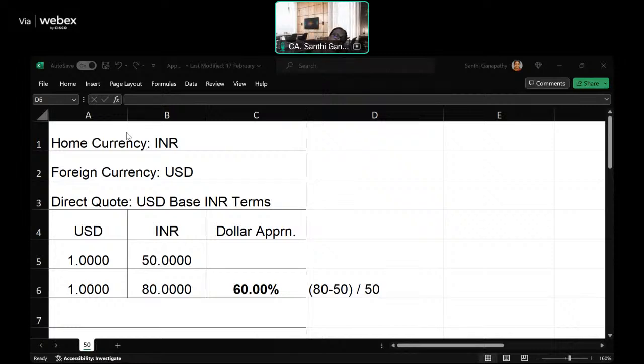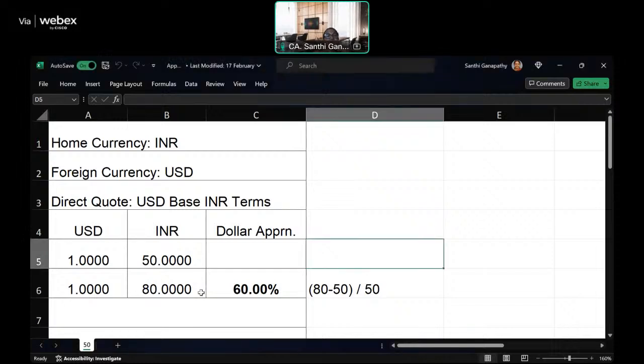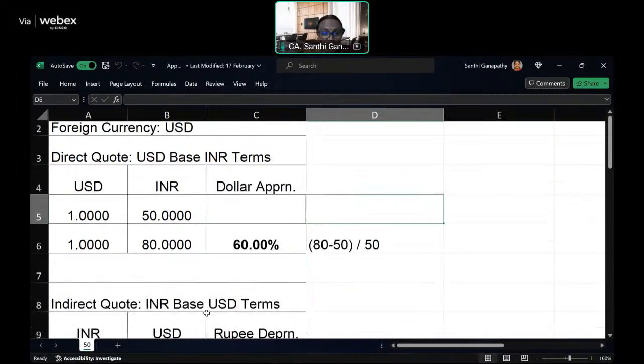Then let us say for a period of, say, 5 months, 6 months, or 1 year, it went from 50 to 80. So what is the dollar appreciation? The change is 80 minus 50, which is 30, divided by 50, so 60%. Is this point clear? We know clearly now that the dollar has appreciated 60%. But has INR depreciated 60%? No.